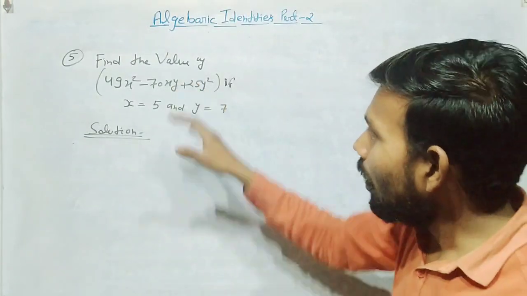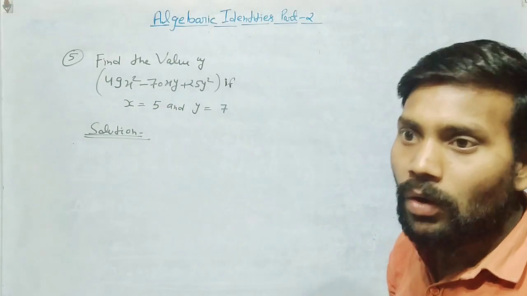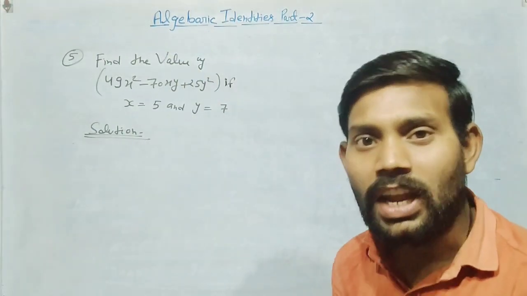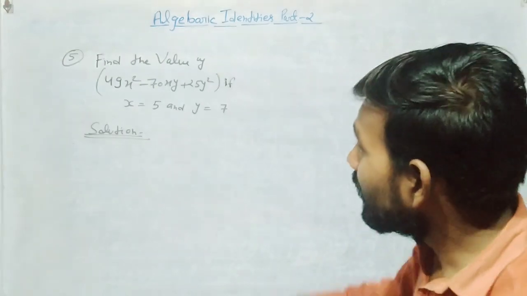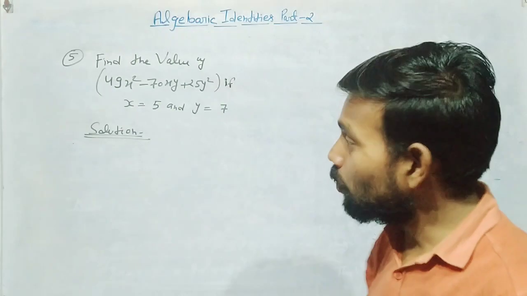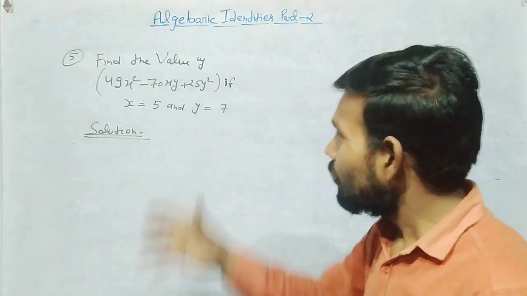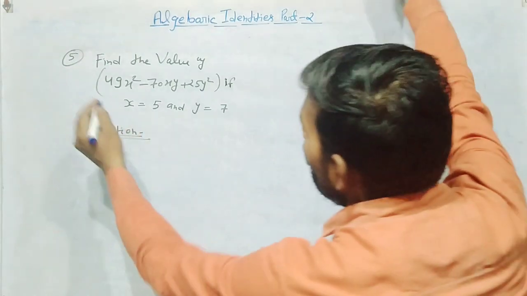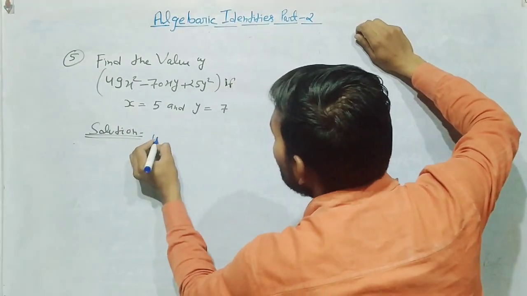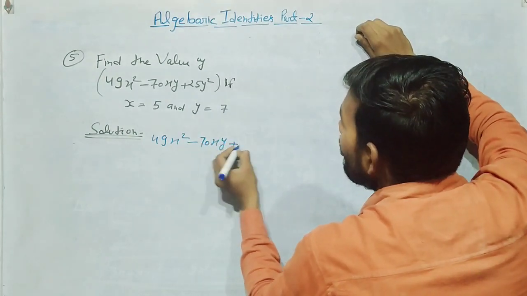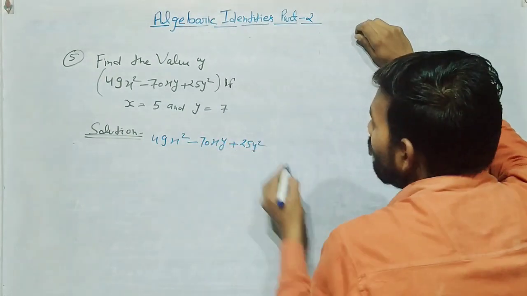Solving this question, we have two options. First option is putting the values of x and y directly in the question. We will find the answer, but it is a lengthy process. We know the identities, so by using an identity, I can solve this question easily and shortly. Let's try. 49x square minus 70xy plus 25y square.